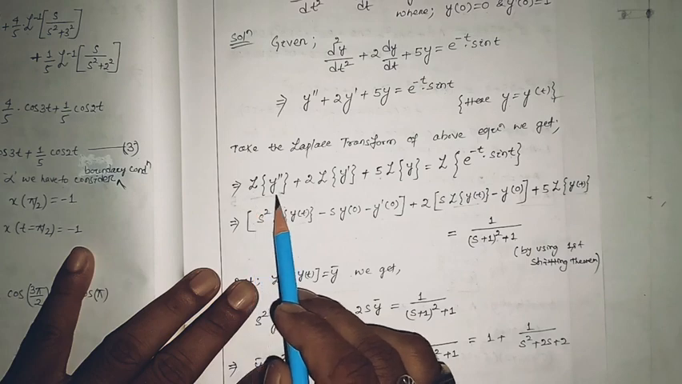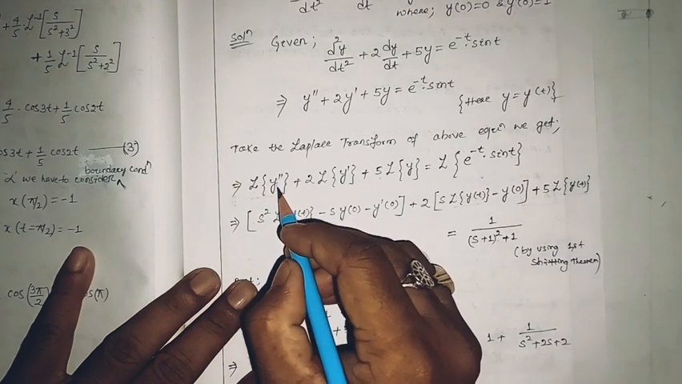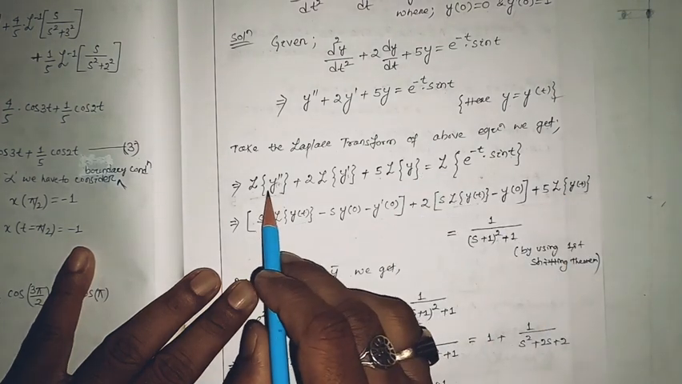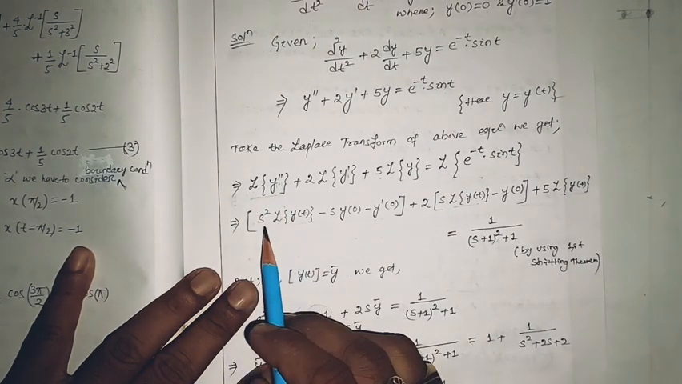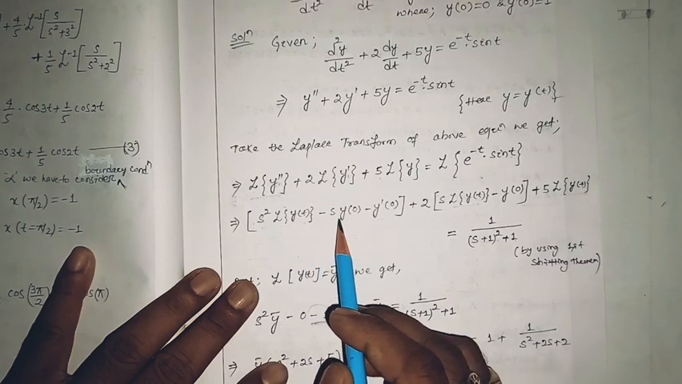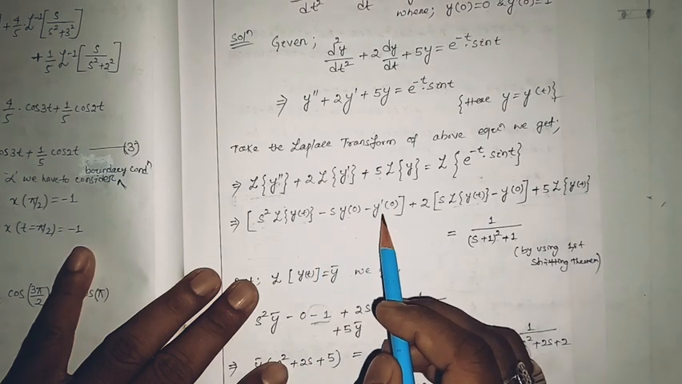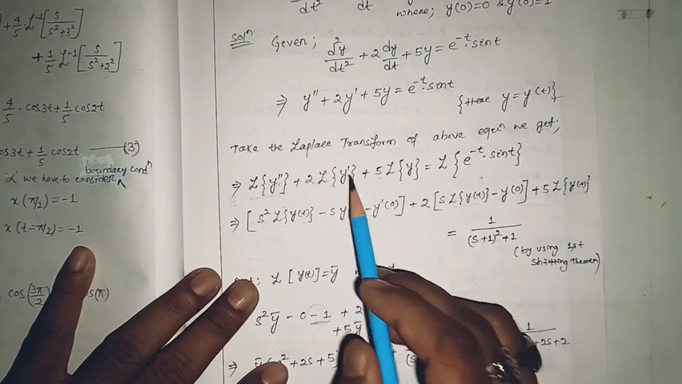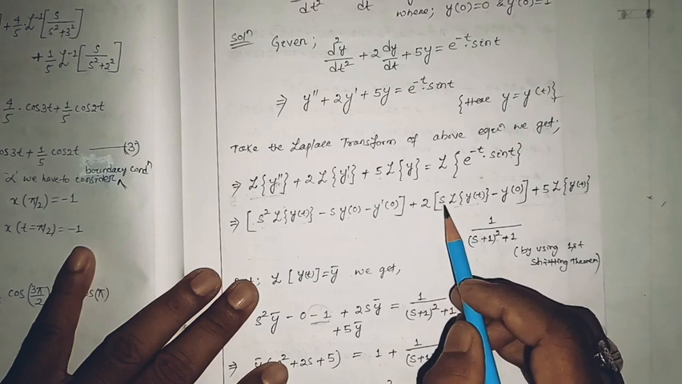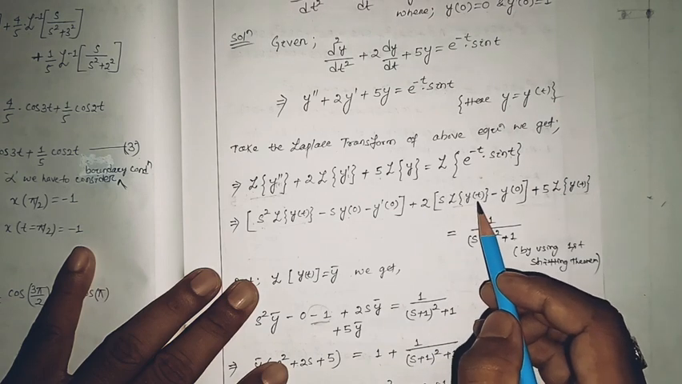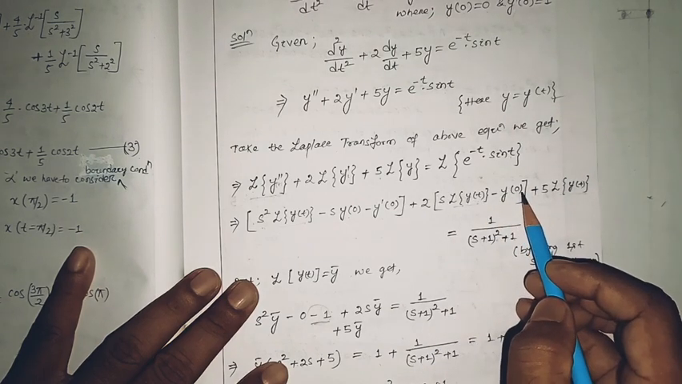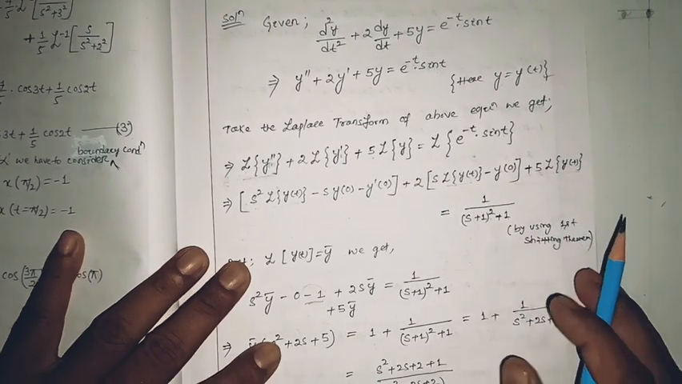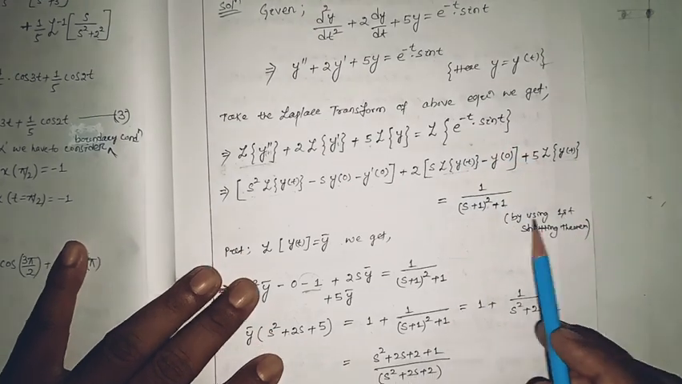So the Laplace transform of y double dash, which is a function of t, we know is s square Laplace transform of y(t) minus s y at t equal 0 minus y dash at t equal 0. Then the Laplace transform of the single derivative of y is 2 into s into Laplace transform of y, minus y at t equal 0, plus 5 Laplace transform of y, already written, and e to the minus t sin t by considering the first shifting theorem.